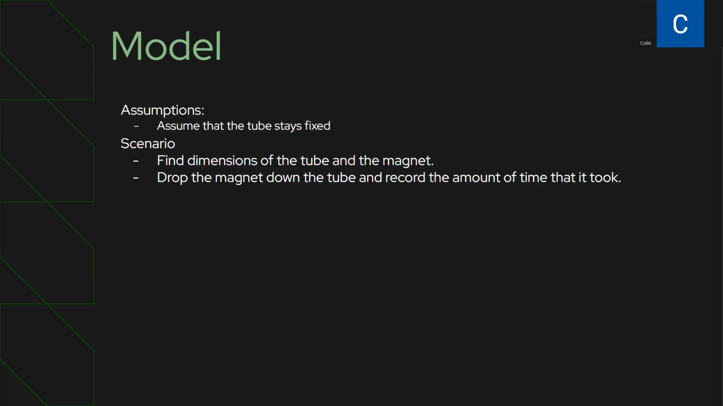Model. Our assumptions for this experiment were that the tube stays in a fixed position. Scenario: we find the dimensions of the tube and the magnet, and then we drop the magnet down the tube and record the amount of time that it took to go down the tube.